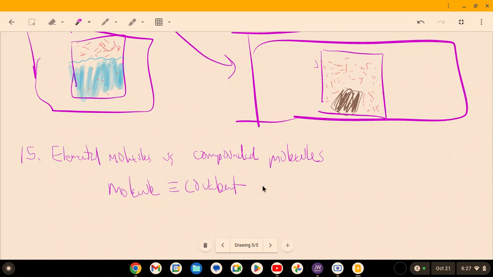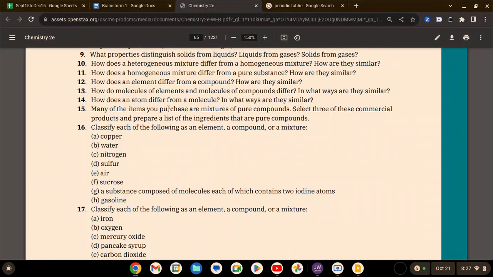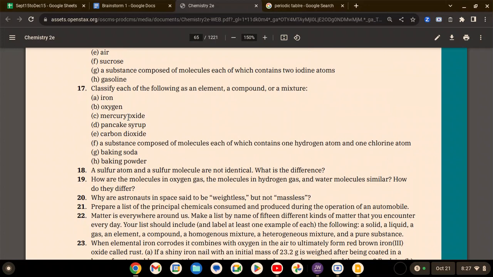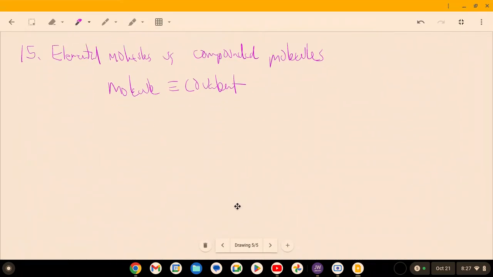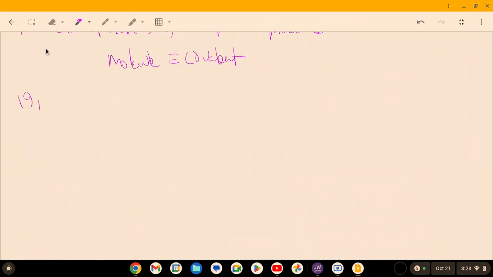Number 19. How are the molecules in oxygen gas, the molecules in hydrogen gas, and the water molecules similar? Sorry, I misread that. How do they differ? Well, they're similar because they're all covalently bonded. So I'll show that off.